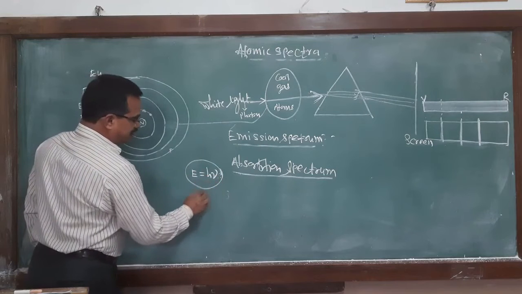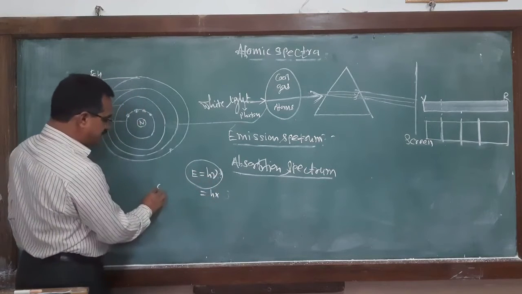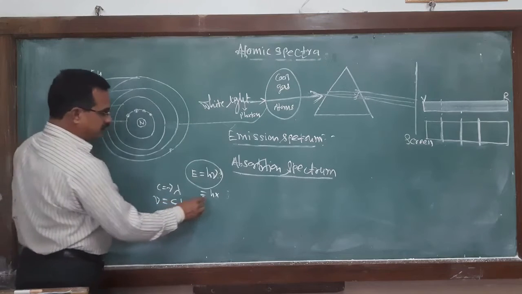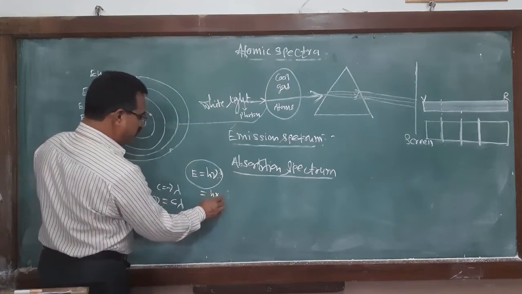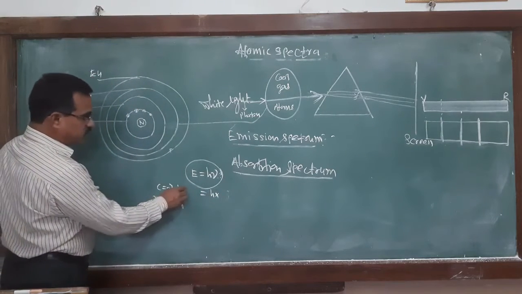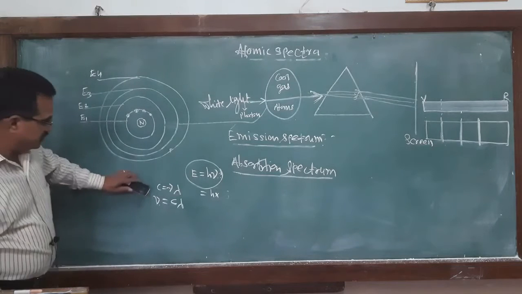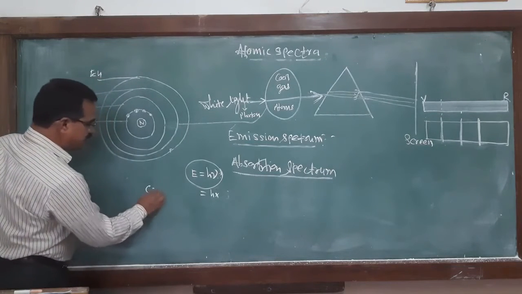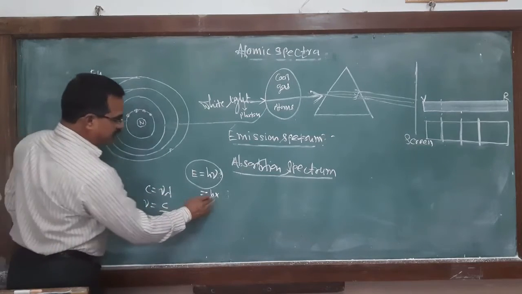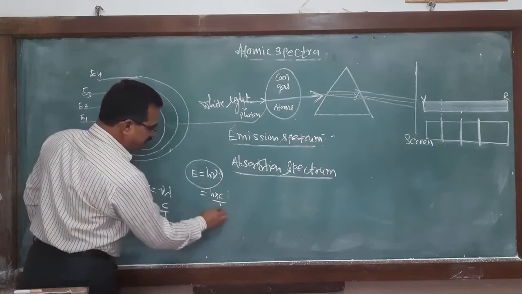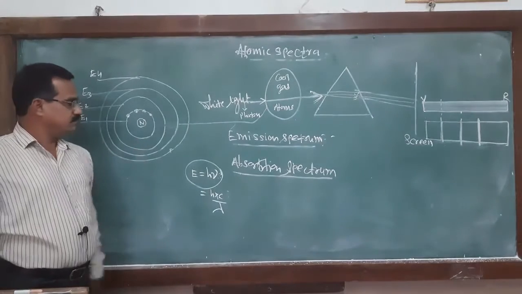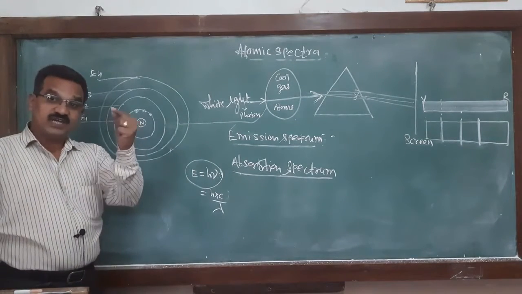And since c is equal to mu lambda, mu is equal to c upon lambda. Therefore we write h mu is equal to h multiplied by c divided by lambda. It means that for a single photon there is a fixed wavelength.